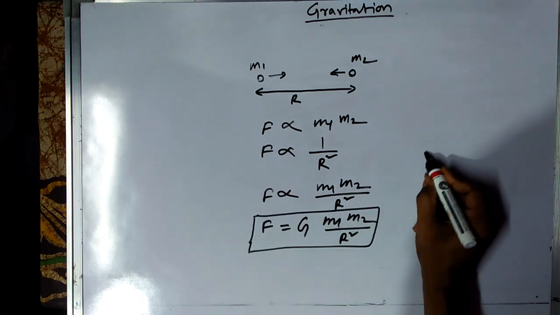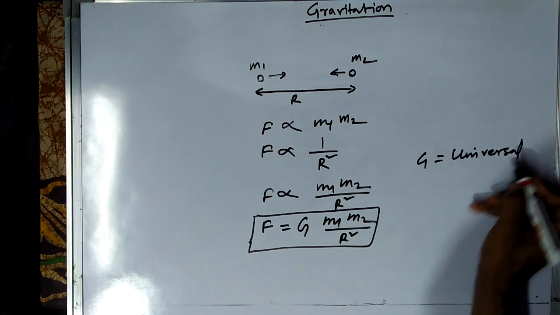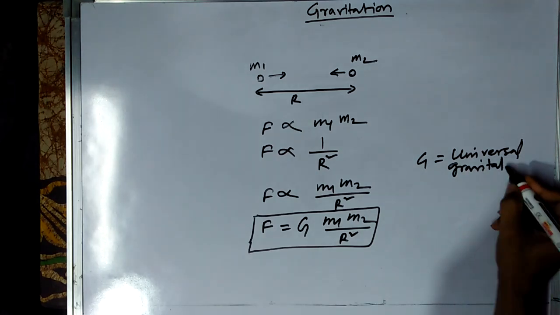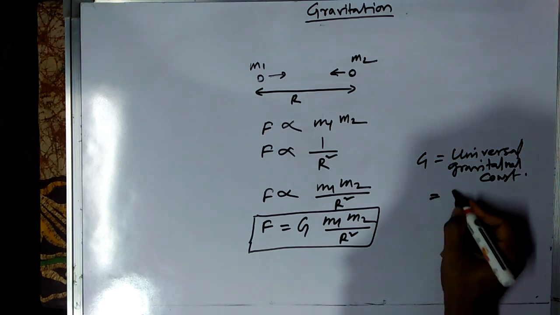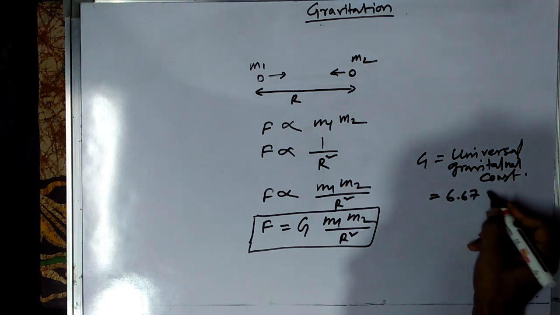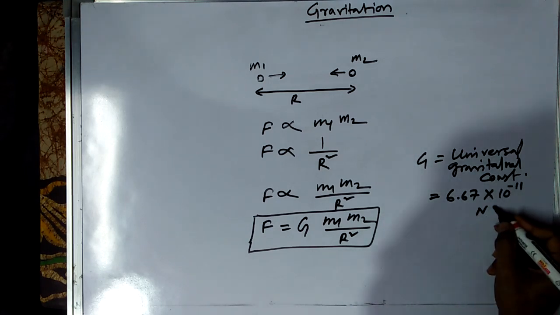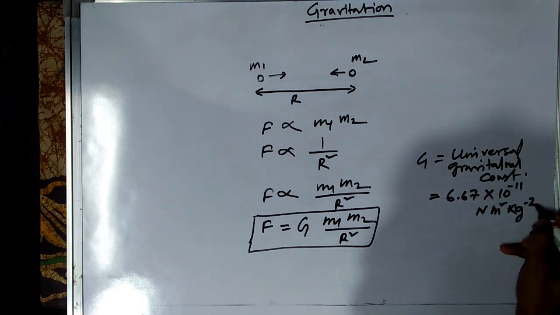What is G? G is the universal gravitational constant. Its value is 6.67 into 10 to the power minus 11 Newton meter square kg to the power minus 2.